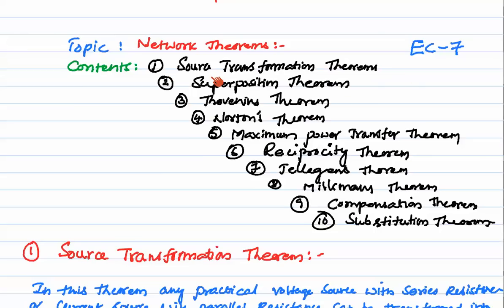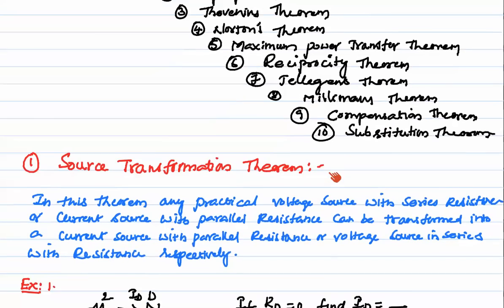In this session, we are going to discuss all the 10 theorems in our electrical circuits and important problems in electrical circuits based on these theorems. Our first theorem is the source transformation theorem, and next we will discuss the superposition theorem, Thevenin's theorem, Norton's theorem, maximum power transfer theorem, reciprocity theorem, insertion theorem, Millman's theorem, compensation theorem, and substitution theorem. So let's start our discussion.